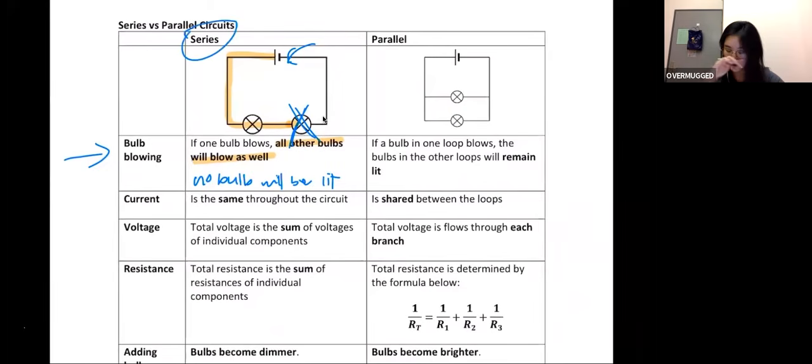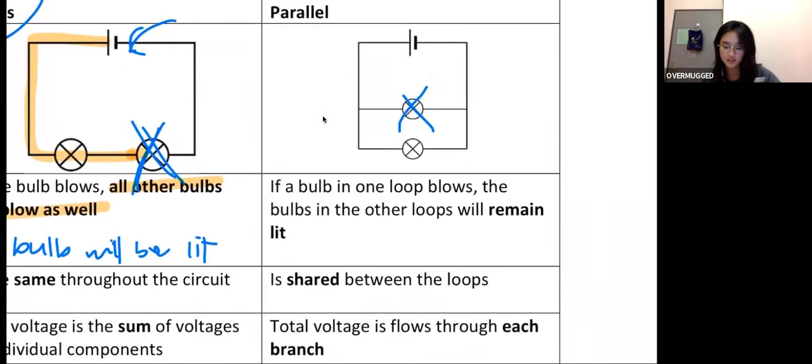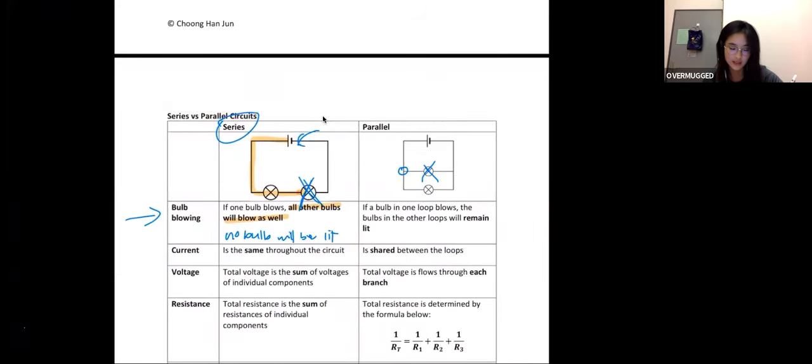How about parallel? Parallel, let's say I blow the first bulb. Now one thing to understand about parallel circuits is that because there are branches, the current will split. What does it mean when the current splits? Think about it. If I have a river, this is your Kallang River, it can split into smaller lakes or smaller rivers, going in different directions. So it's the same thing for a parallel circuit.